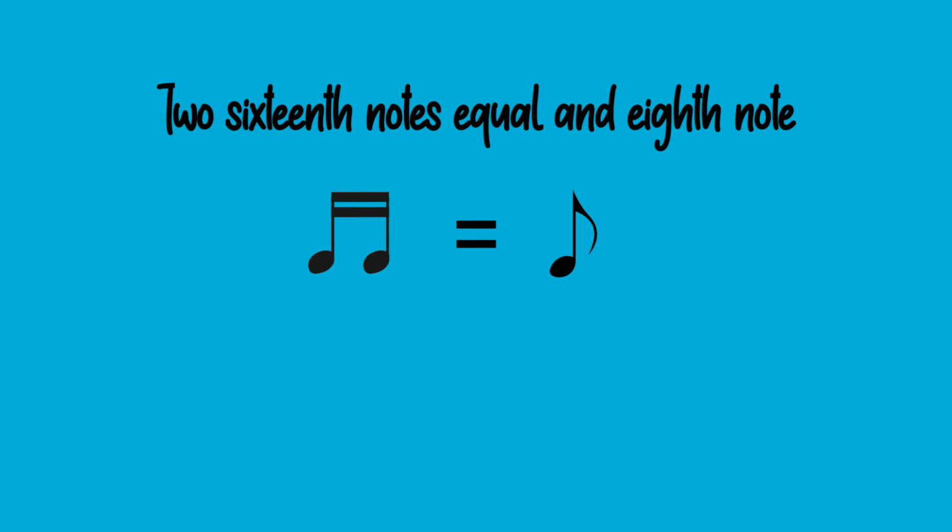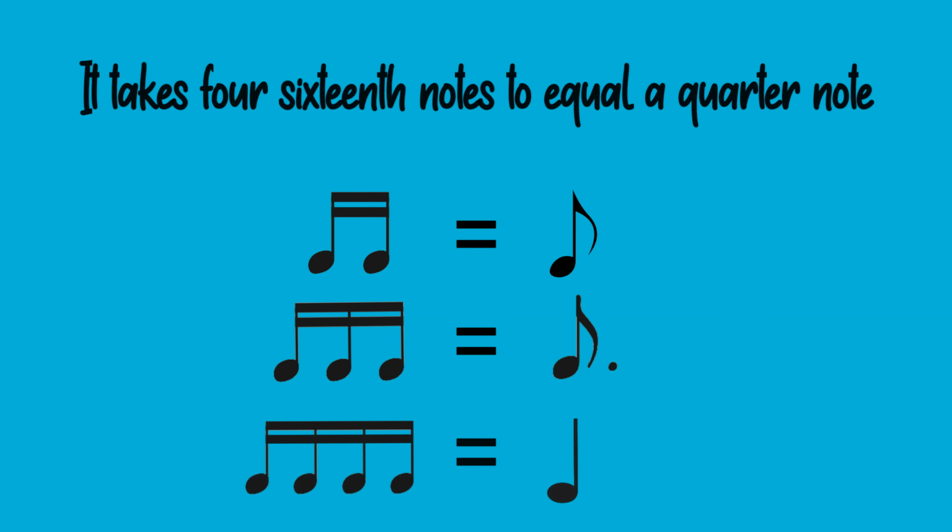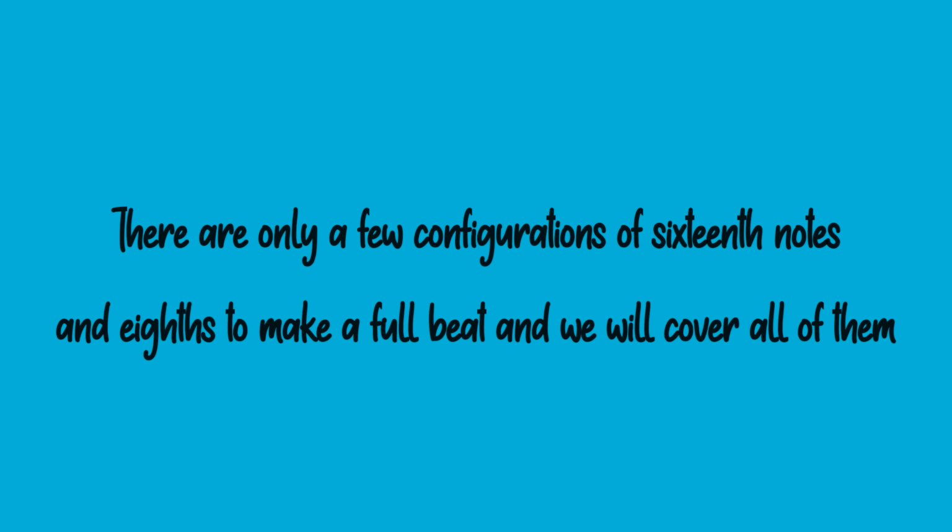2 16th notes equal an 8th note. 3 16th notes equal a dotted 8th note. It takes 4 16th notes to equal a quarter note. There are only a few configurations of 16th notes and 8ths to make the full beat, and we will cover all of them.